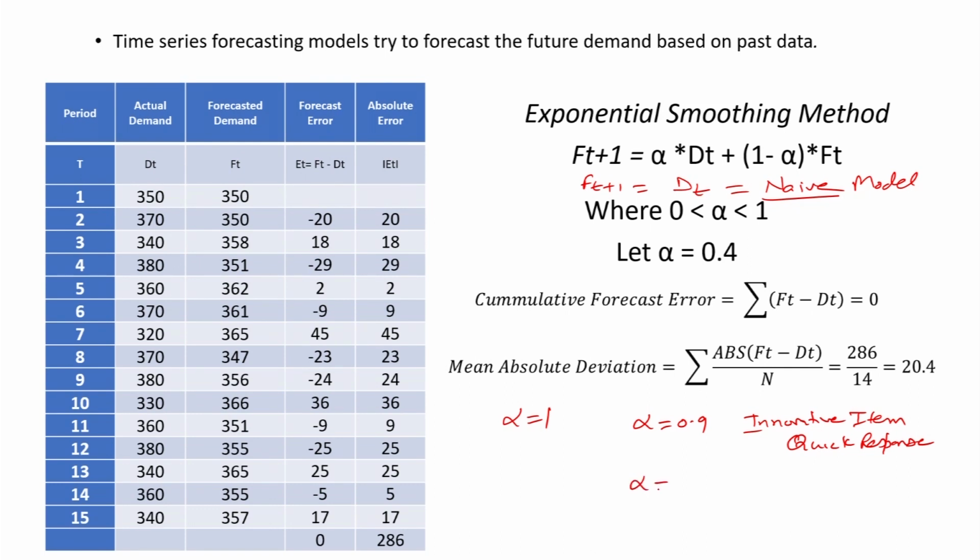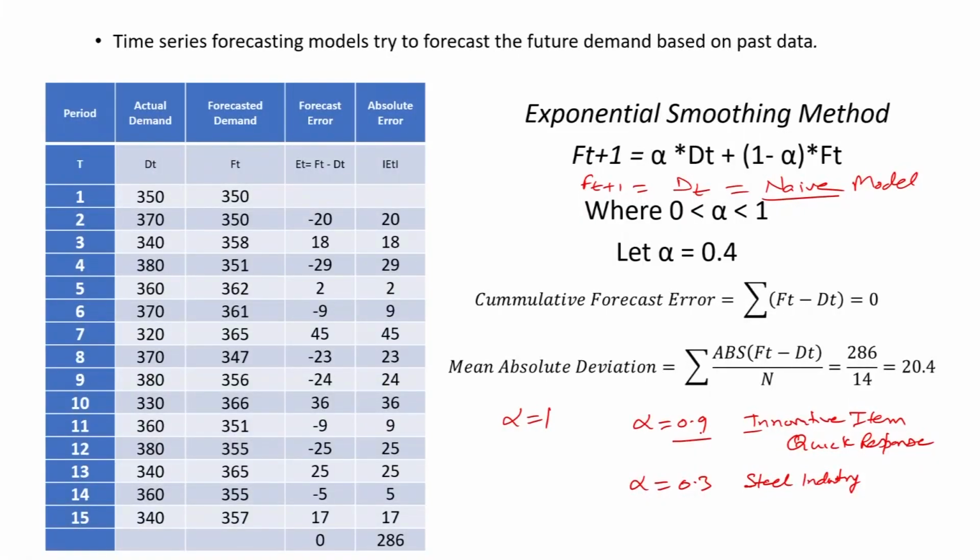On the other hand, we keep a low value of alpha if I am in an industry where I do not want to give a quick response, just like in a steel industry. I do not want to change my production rates on a day to day basis. I will take a lower value of alpha and based on that the smoothing will be there, the previous few periods data is getting smoothened and I will get a smoothened out demand. Whereas here sudden impacts are coming, here the smoothing impact will come.